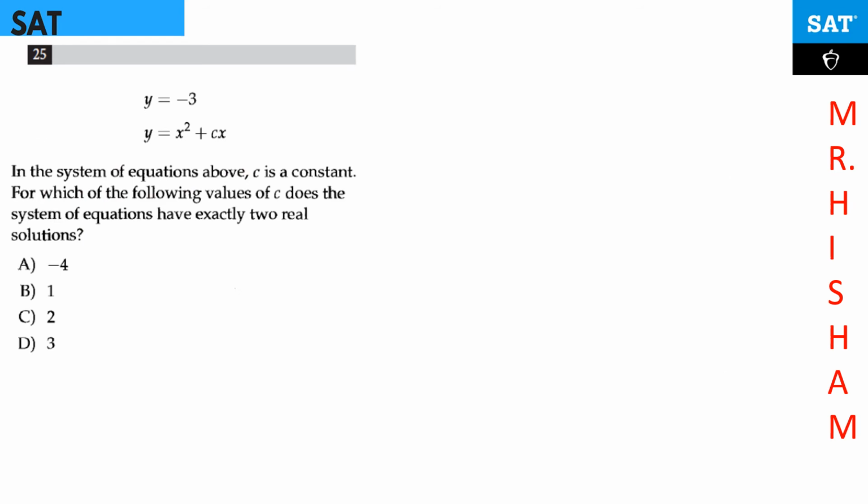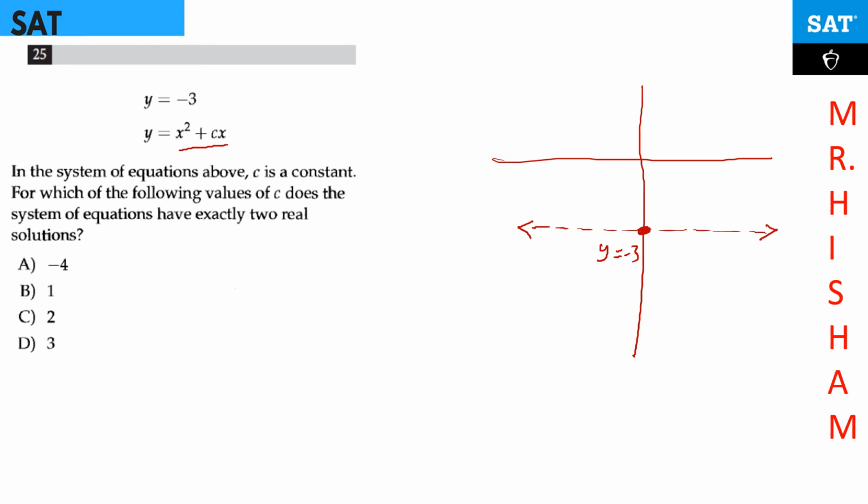y is equal to -3, and all of you know that y is equal to -3 is a straight line parallel to the x-axis and passing through the point y is equal to -3. So here. And the parabola y is equal to x squared plus cx. Here is the parabola y is equal to x squared. Here is y is equal to x squared. If I'm adding a plus outside the parabola or a negative, the parabola will go up or move down.